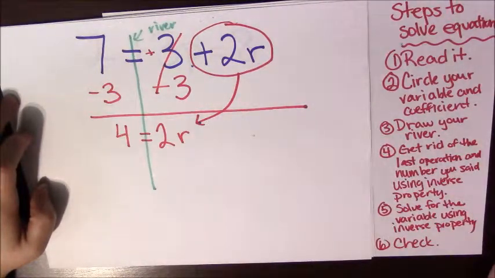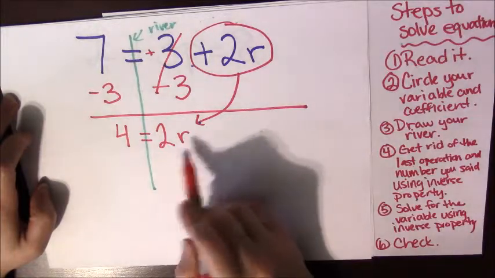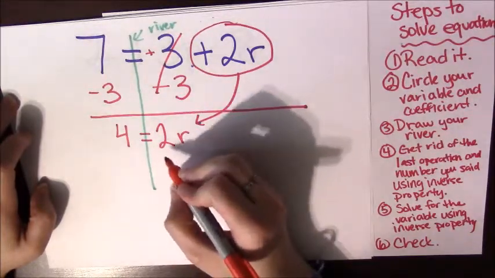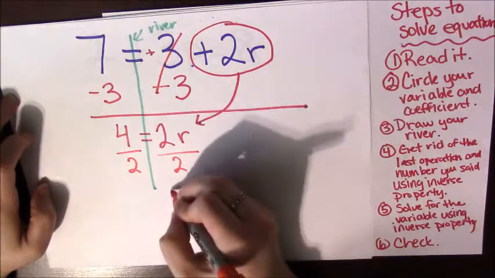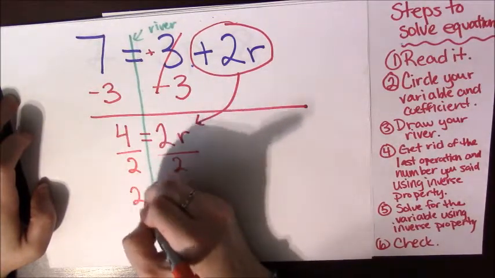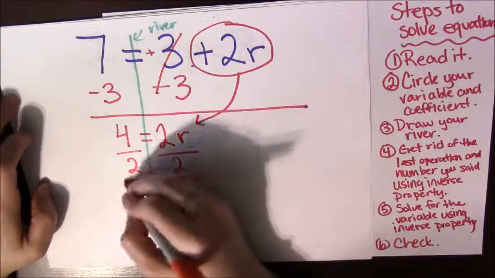How do I get rid of the 2? 2 times r, opposite or inverse, is divide. So I divide both sides by 2. So r equals 2. And that's my answer.